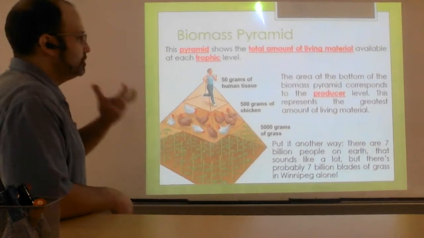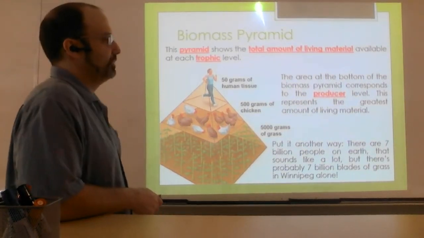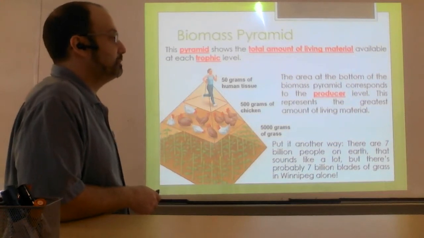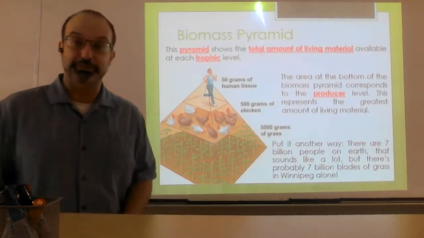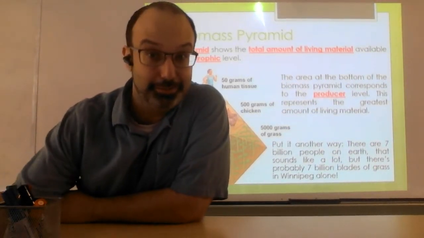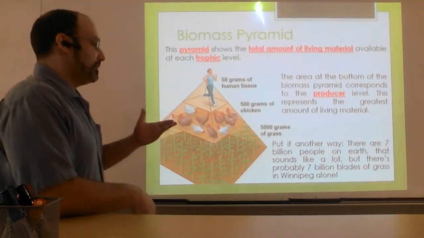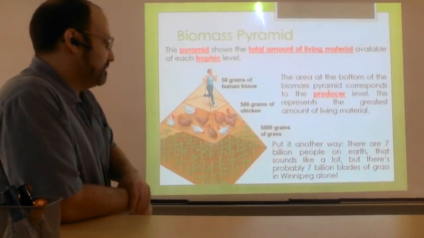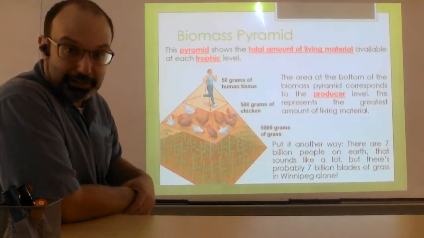The pyramid shows the total amount of living material available at each trophic level. The area at the bottom of the pyramid is going to be the producers, and this has the greatest amount of living material for the simple fact that there's a lot of blades of grass, as I was just saying. So, another way to look at it: there are 7 billion people on Earth. That sounds like a lot, but there's probably 7 billion blades of grass in Winnipeg alone.